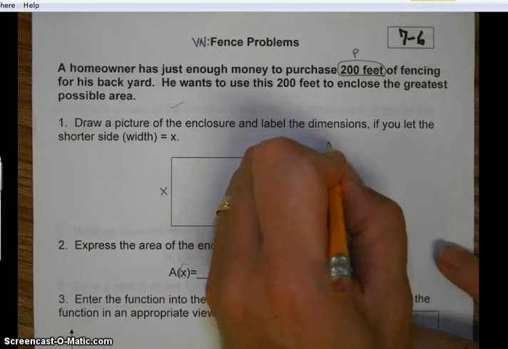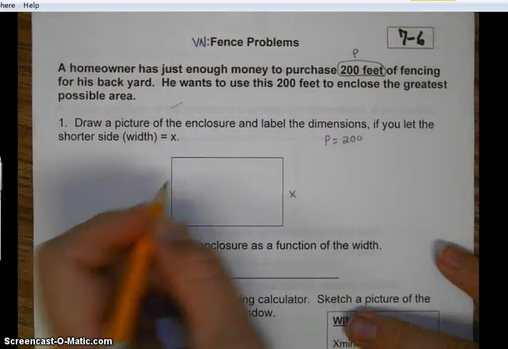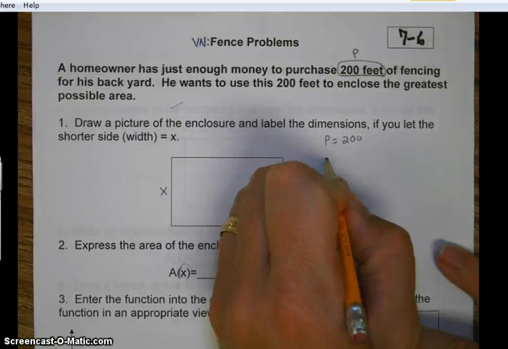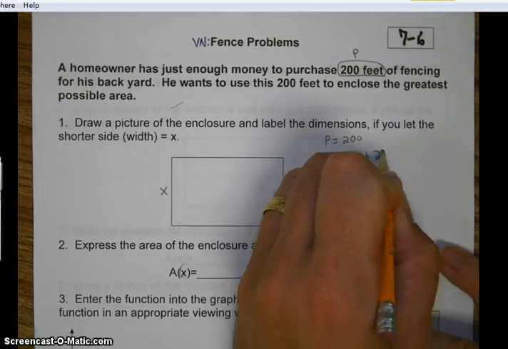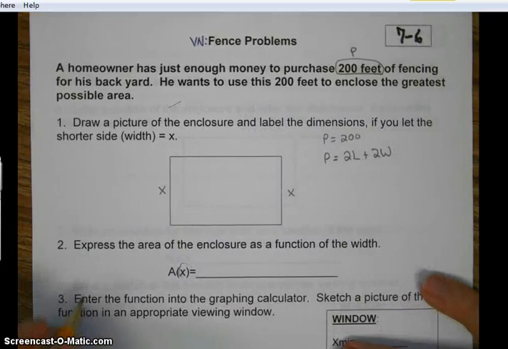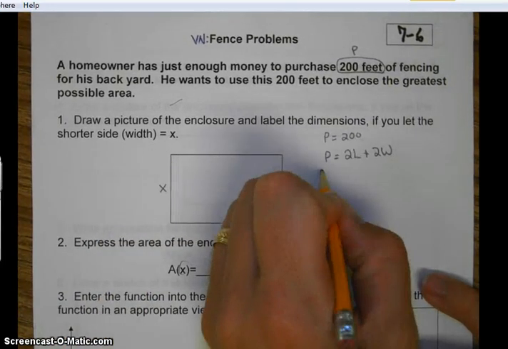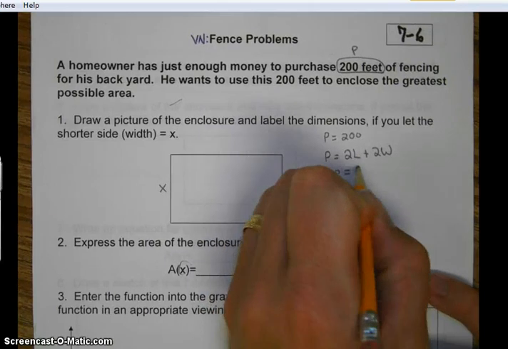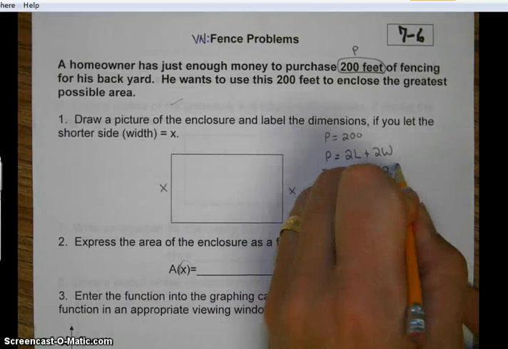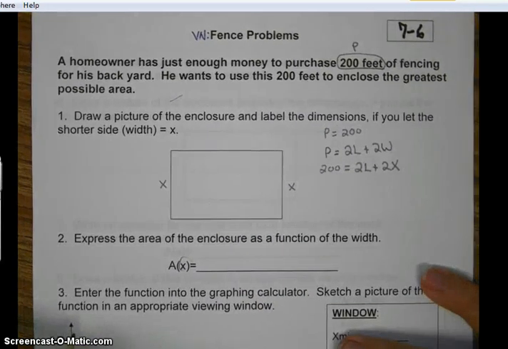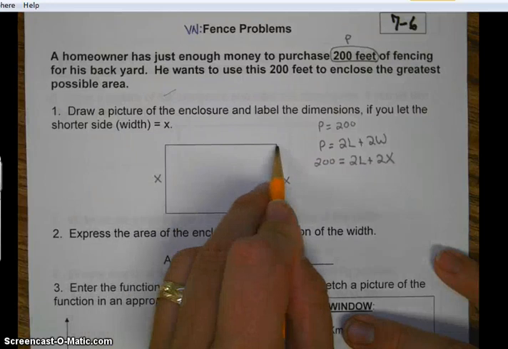And now we've got to find the length. So we know that the perimeter is 200, and we know that the formula for perimeter is twice the length plus twice the width. We want to find out what the length is, so we're going to substitute in the 200, substitute in the x for the width, and solve for L. That's going to give us our length.